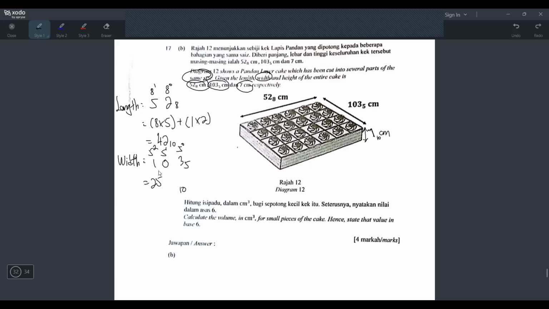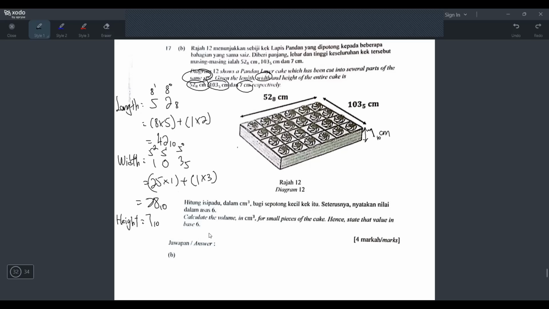So 25 times 1 is just 25, and then plus 5 times 0. Okay, 0 no need to write. And then 5 power 0 is 1, times 3. So 25 times 1 is 25, plus 3 is 28. That's my width. Finally is the height, but the height no need to convert, it's already in base 10. Now we can find our volume.